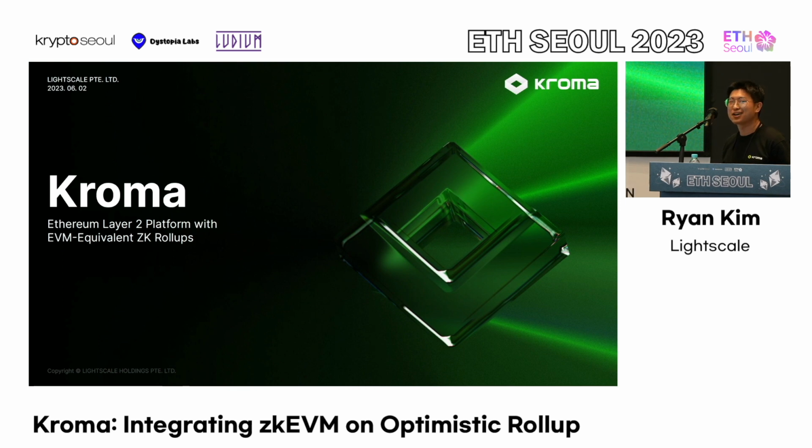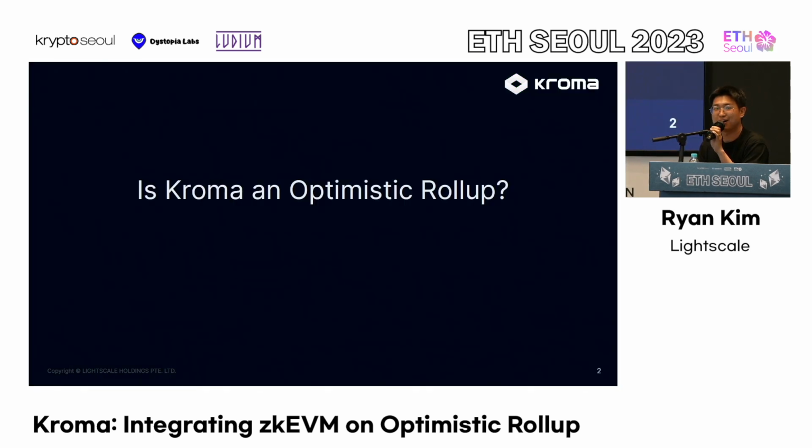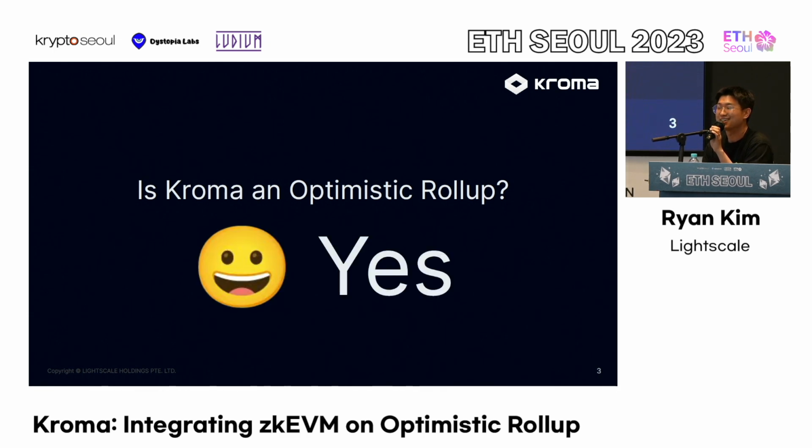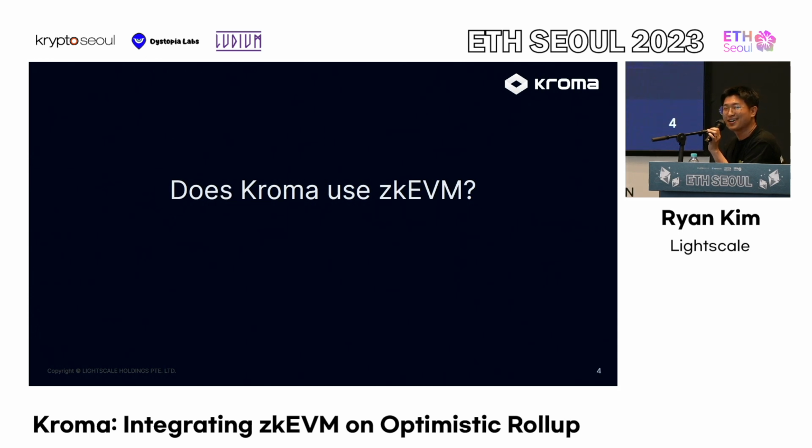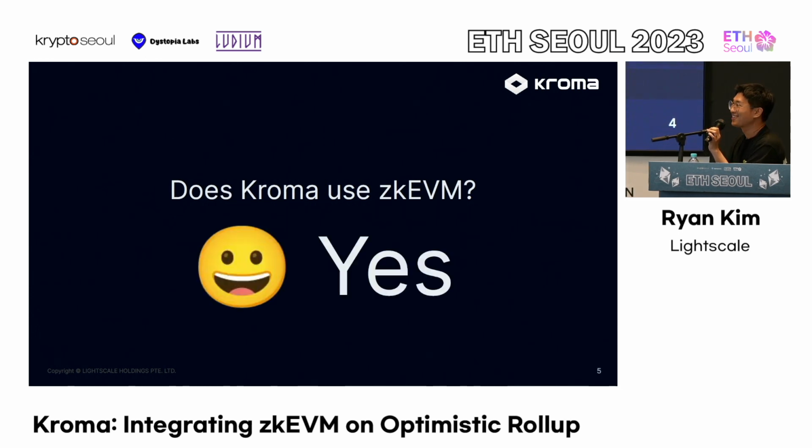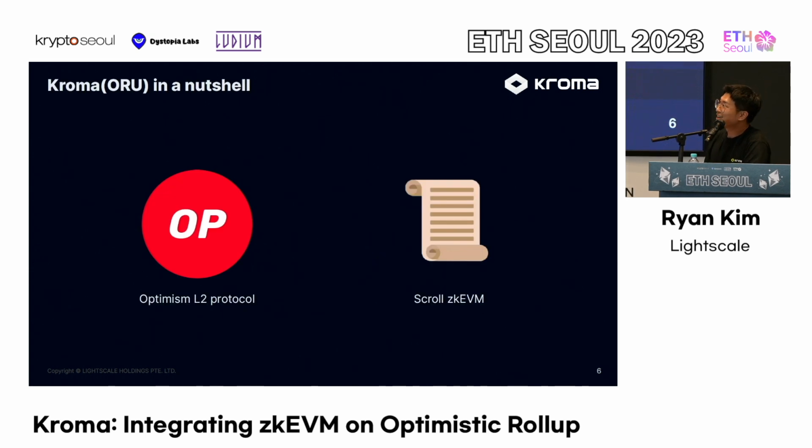I'm so excited to talk about Kroma, a new layer 2 network, but I believe most of you may not have heard of Kroma before, so I prepared some questions to help you understand. Is Kroma an optimistic rollup? Do you guys know? Yes. Does Kroma use zkEVM? Yes. You can think of Kroma as a combination of Optimism and Scroll zkEVM. And why is that? I will tell you the reason why we combine this tech later.